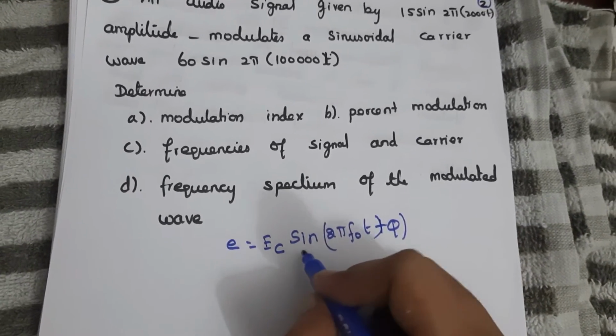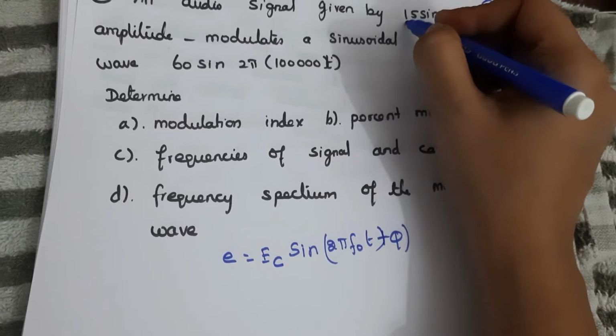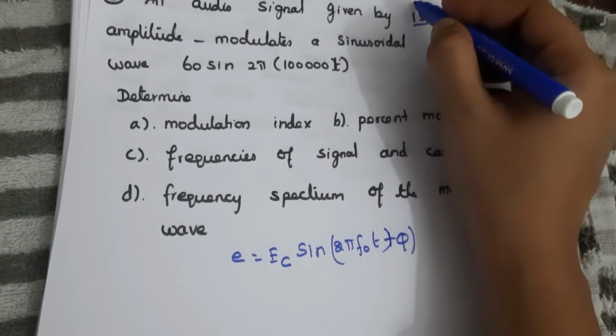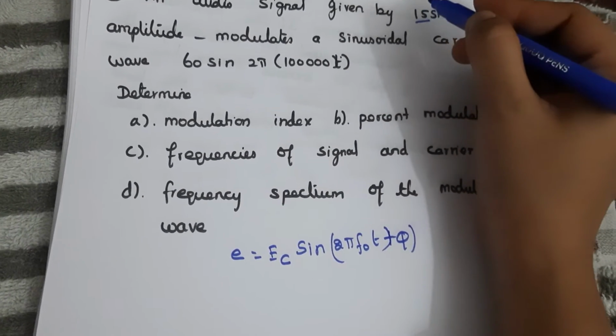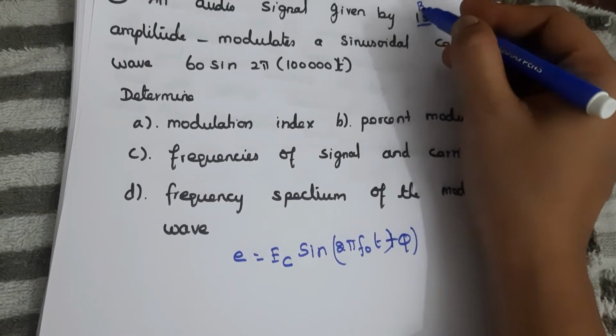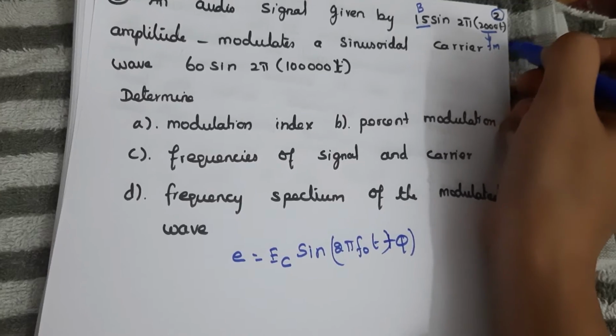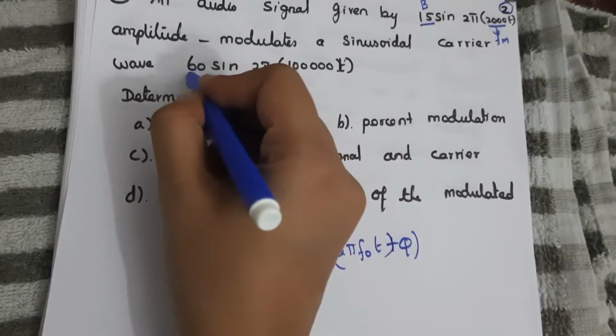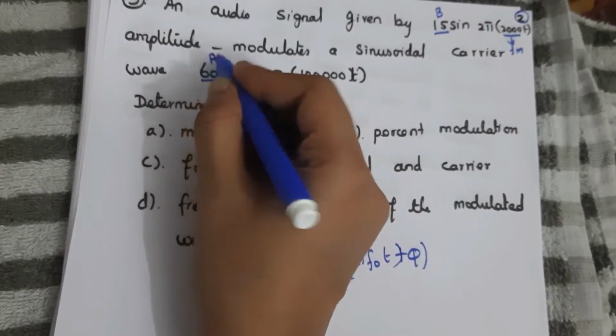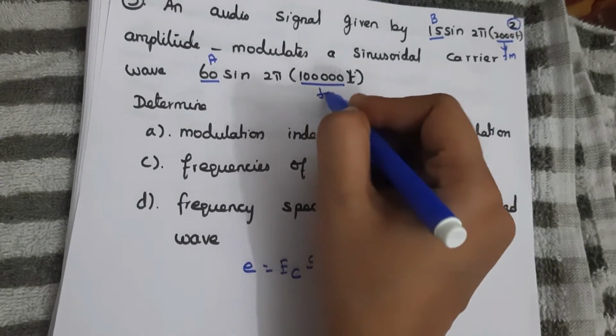So when we compare in the equation, we can find this 15 is the maximum amplitude of the message signal, the audio frequency signal, that is given as B, and this is the frequency FM, the message signal's frequency. Similarly this one is A and this one is the carrier frequency.